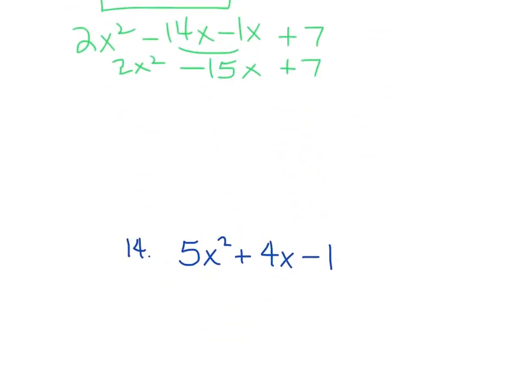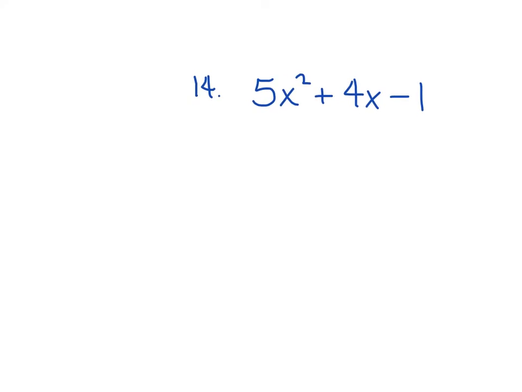Let's try 14. Again, process is the same. I'm going to multiply the beginning and the end. This time, my end number is a negative. So when I multiply positive 5 times negative 1, I get negative 5. What does that tell me about the signs of my two numbers I'm looking for? What do they have to be? Different signs, positive and a negative.